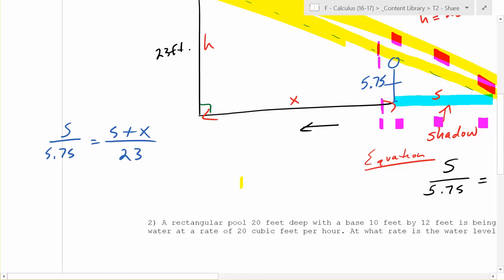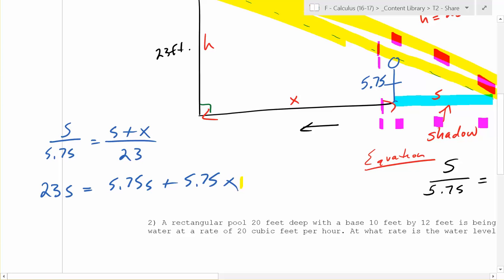Our next step would be to differentiate, but before we differentiate, what should we do? Yeah, try to simplify. What could we do to simplify this, Arvin? Subtract s. You could subtract, but when fractions equal fractions, what could you do? Do the cross multiplication. What do you get here? 23s is equal to 5.75s plus 5.75x.